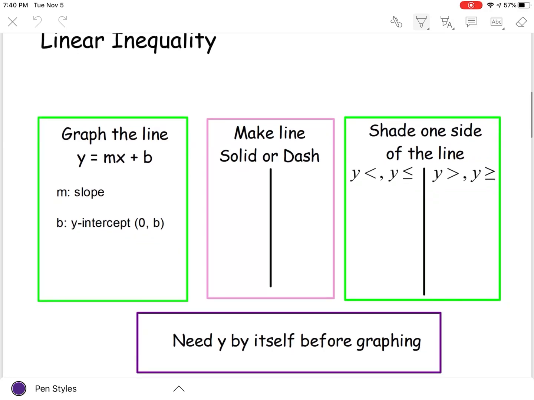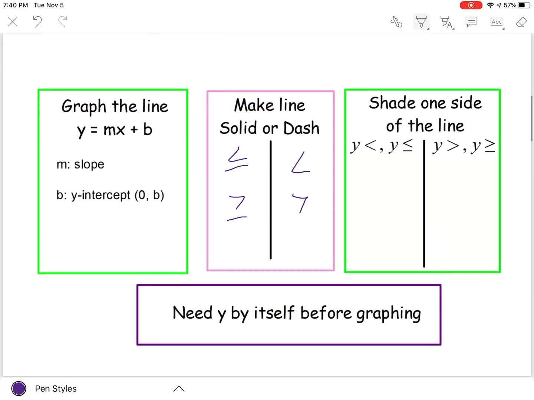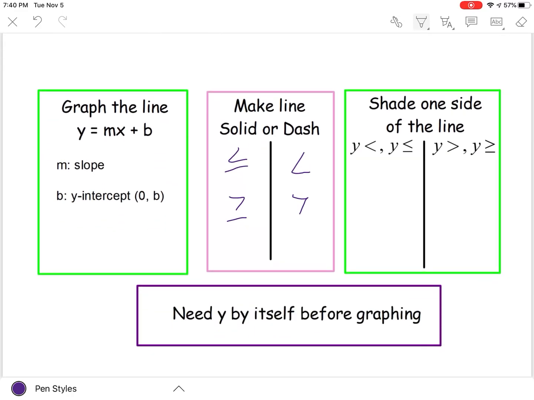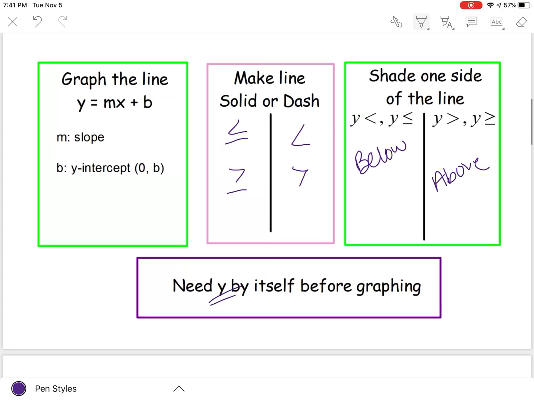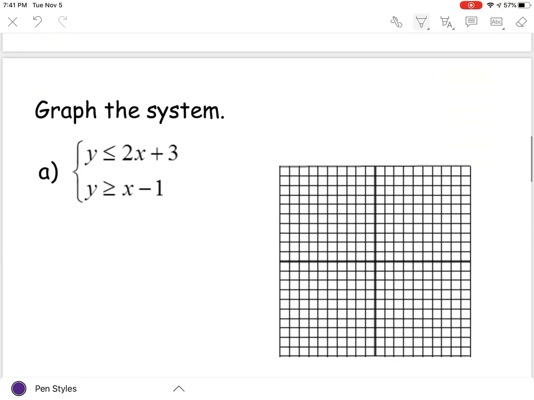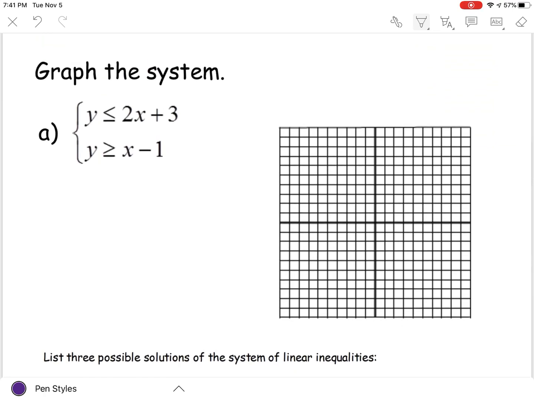When we're talking about our linear inequalities, remember we graph the line in slope-intercept form like we always would have. Greater than or equal to or less than or equal to is a solid line. Less than or greater than is a dashed line. If it's less than, we shade below. If it's greater than, we shade above the line. And remember, we need to have y isolated before we can graph.